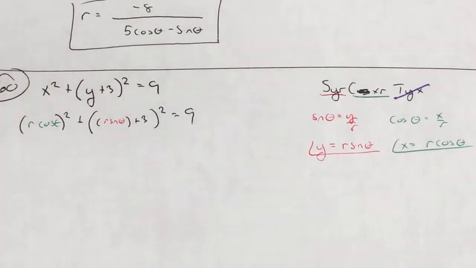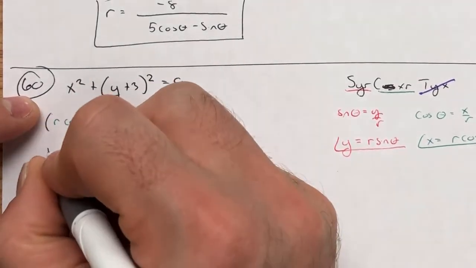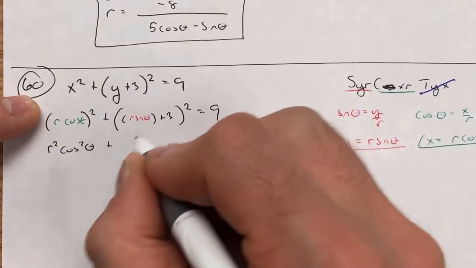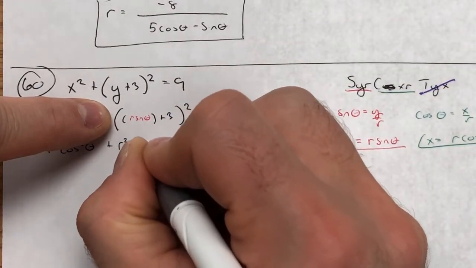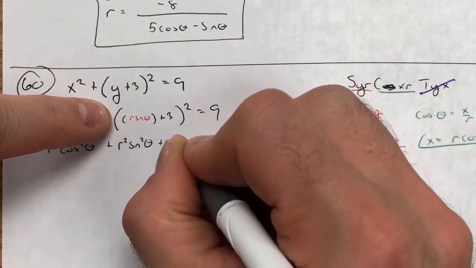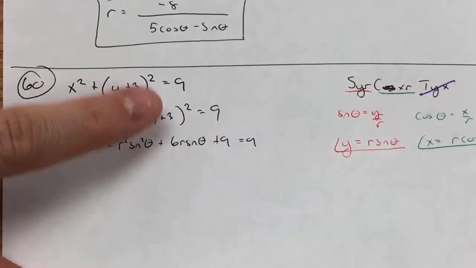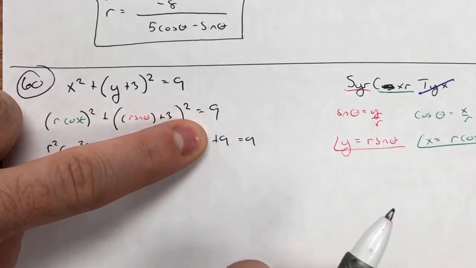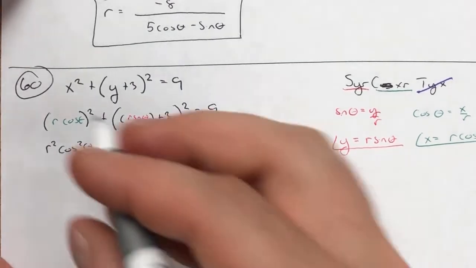Okay. So now with this method, the first few steps that I have to do is I'm going to square these. So I have r squared cosine squared theta plus, in this case, I'm going to have to FOIL this because I have a binomial. So r squared sine squared of theta, double the product, plus 6 r sine theta, plus 9 equals 9. The first thing I notice is that those 9s are eventually going to cancel out, so I'm going to subtract them in one step here. But before we get there, I have r squareds that I'm going to factor out.